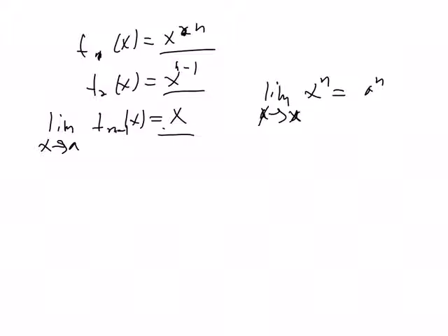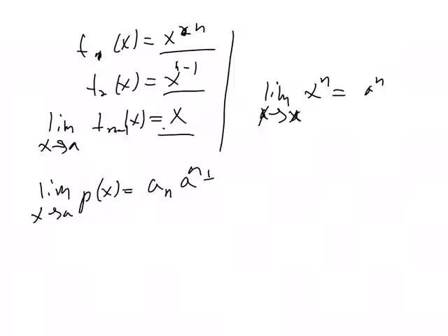That was one of our rules. So all of these limits exist. So what we get in the end, the limit as x approaches a for our polynomial is just going to be a_n a^n plus a_(n-1) a^(n-1) dot dot dot a_1 a plus a_0, and this is just equal to P(a). So that completes the proof.